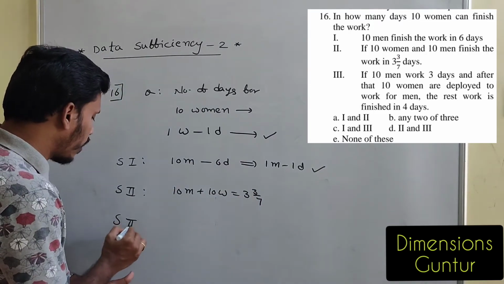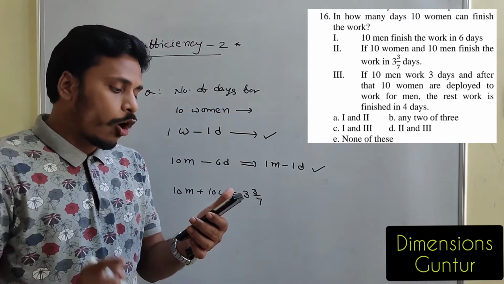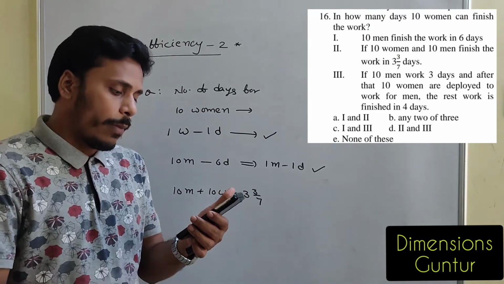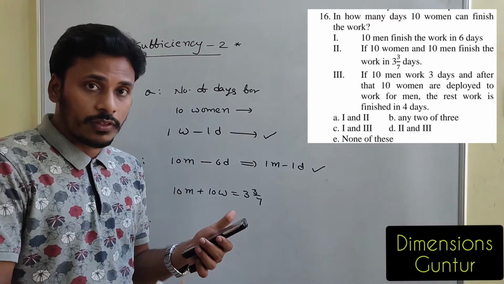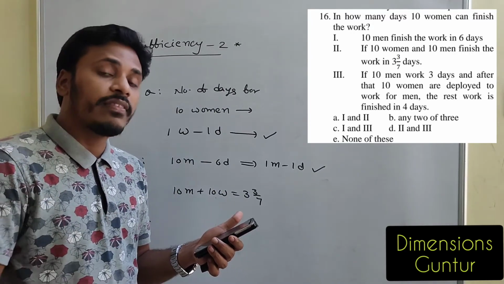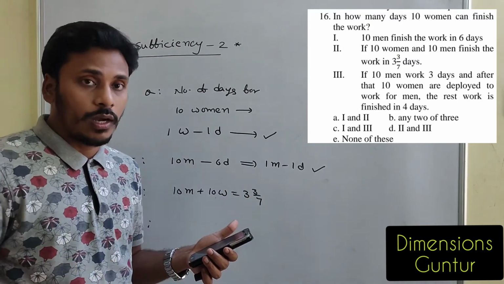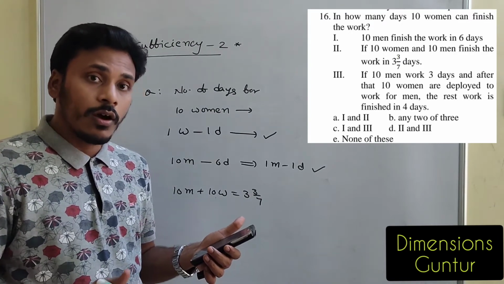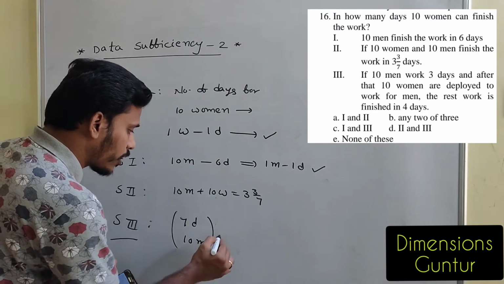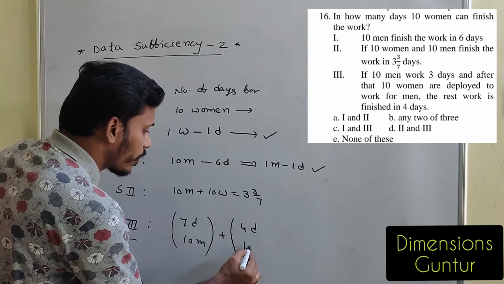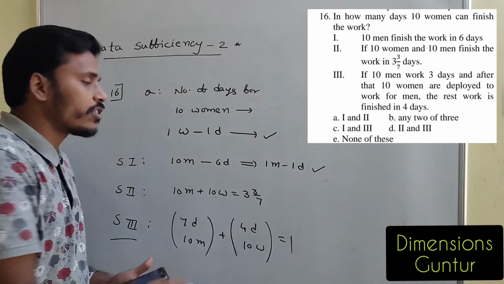And if you think about statement 3, it is given that 10 men work for 3 days, and after that 10 women are deployed to work with the men, and the rest of the work is finished in 4 days. See, first men started the work and they worked for 3 days, and after 3 days women joined, and then in 4 days the work got completed. That means totally from the starting to the end 7 days men worked, and the last 4 days 10 women worked. So 10 men work for 7 days, plus the last 4 days 10 women work, and then the total work gets completed. So these are the restrictions given in the problem.